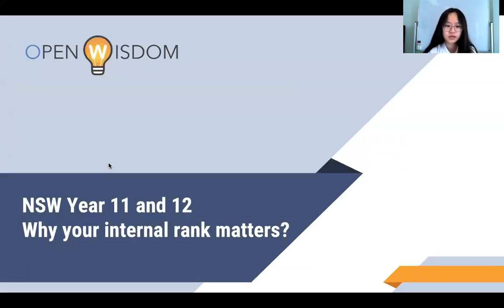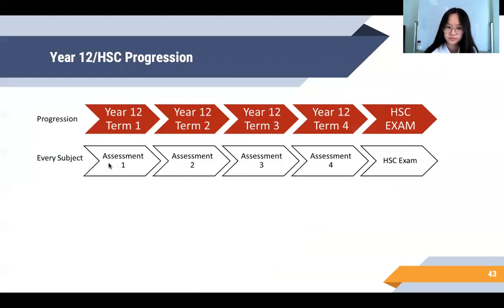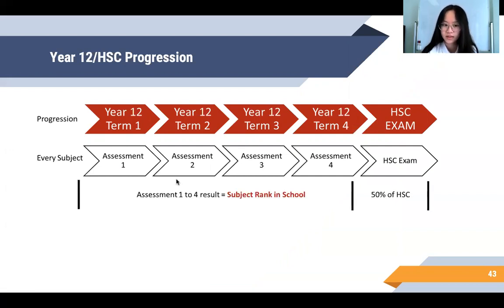All right, I'm also going to go through why your internal rank matters in school. So year 12, at least, once you go into year 12, you have 4 assessments because you have 4 terms, okay? And after these 4 assessments, you have your external exams, your HSC exam, okay? Assessment 1 to 4, your result in these gives you your subject rank in school. This is what maybe a tutor refers to when they ask you what your rank is. It's just like whether you're first, second, third, etc. in school.